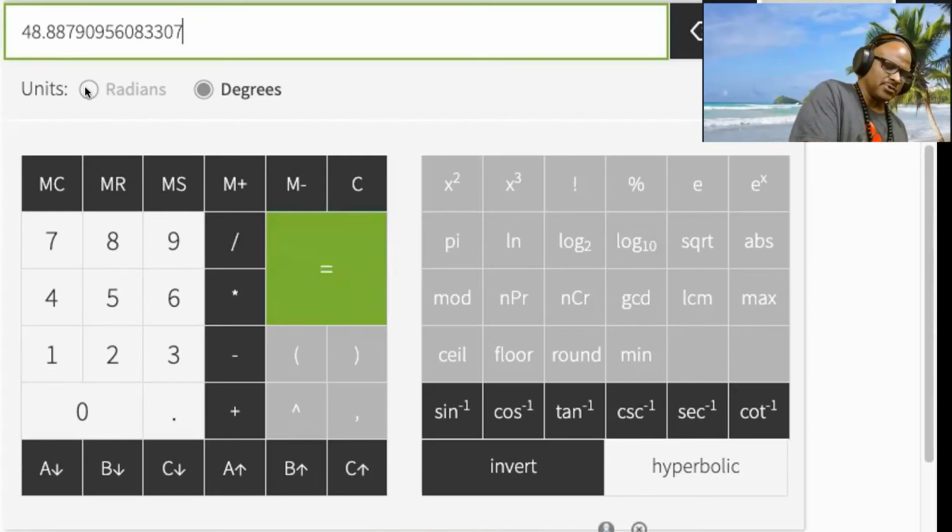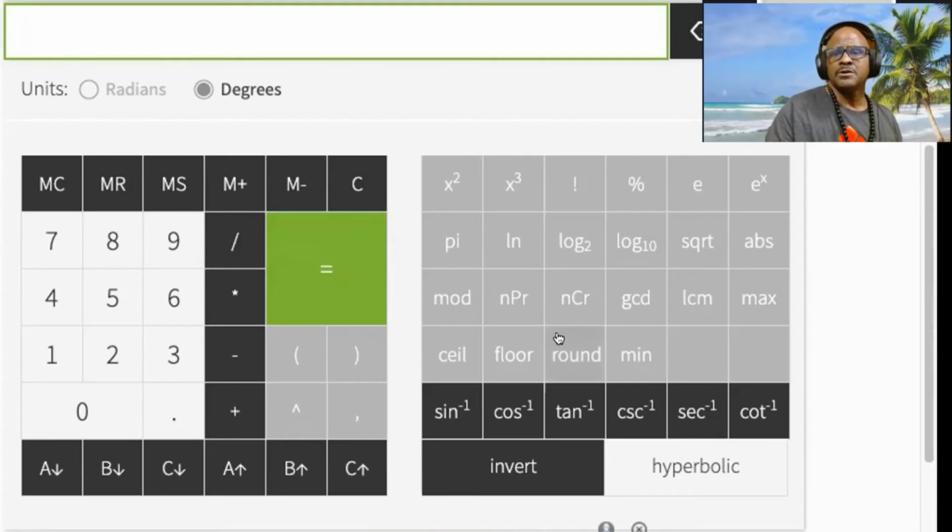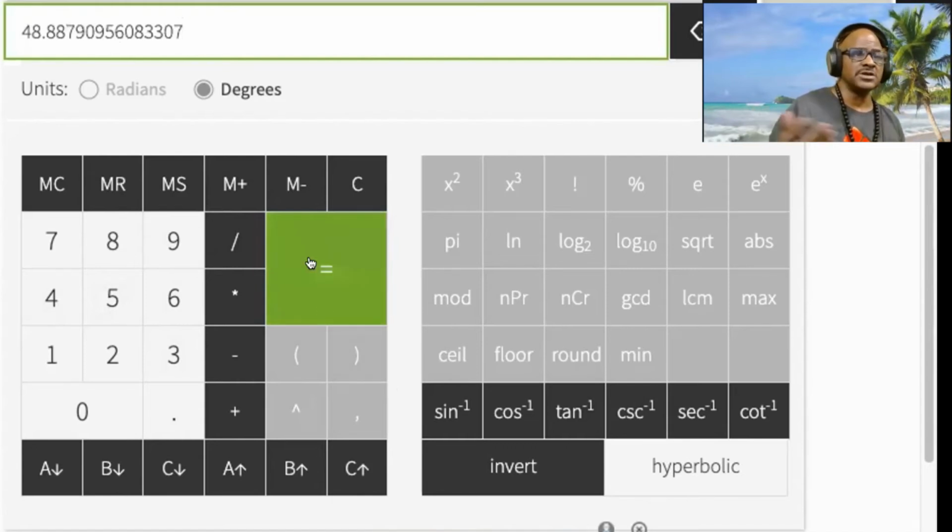And then our last one was tangent. We had tan, and then 55 over 48. So 55 divided by 48, close your parentheses, equal, and as you see, it's still 49 degrees. And so all three of them are 49 degrees, so we can be assured that we've got the right answer. If you got that, give yourself a round of applause.